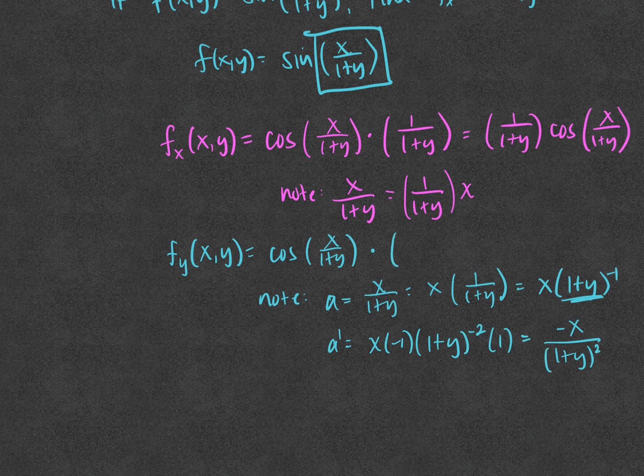So we can plug this in up here. We have negative x over 1 plus y quantity squared. And I hate for your constants or your terms to get absorbed into your cosine, so let's not do that. So we have this out front, and then we have cosine of x over 1 plus y. So there you can see that the chain rule comes into play even when you're doing partial derivatives.